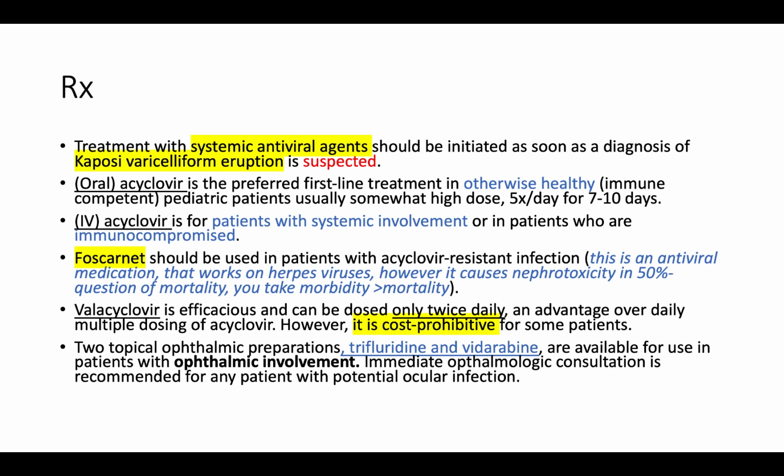IV acyclovir you can give to people who are not otherwise healthy, someone who is immune compromised. Foscarnet is gaining more and more ground in these kinds of patients, especially those who have acyclovir-resistant infection. So this is an antiviral medication which can work on herpes, but you only use it for difficult or more difficult cases, because it can cause nephrotoxicity, imagine, in about 50% of patients, and then there's a question of mortality. So sometimes this has to be weighed later on.